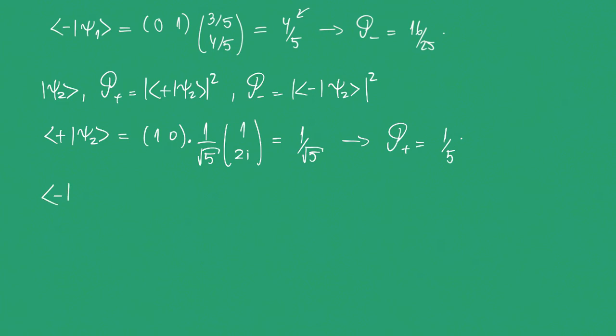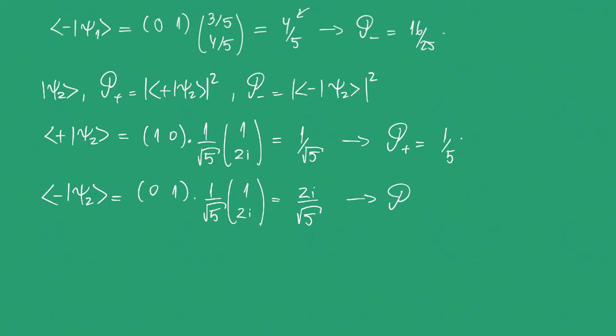Similarly, for the spin down, here our bra minus is 0, 1, and our quantum state is given by this matrix. If we multiply that, we end up with 2i over square root of 5. If we take the modulus squared of this value, we get 4 over 5. We can keep doing that.